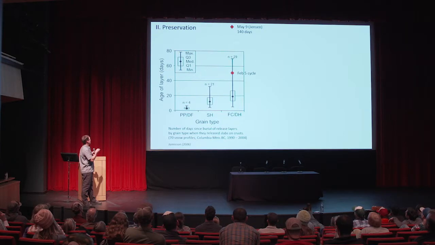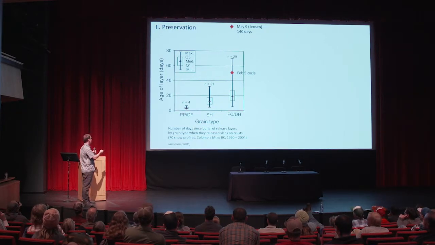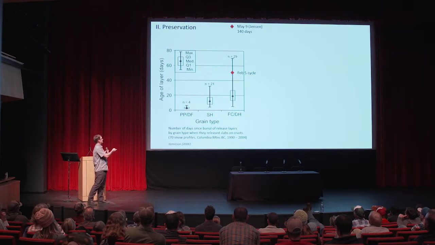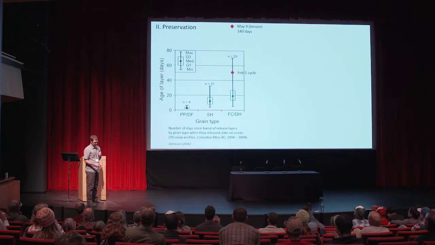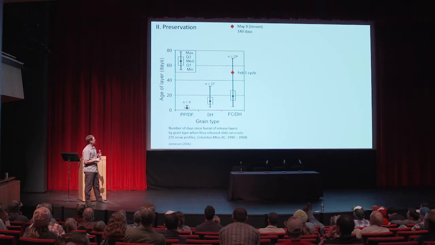This is another great figure from Jameson that shows how long different weak layers persist in the snowpack until they cause avalanches on those layers. You can see precipitation particles decomposing faceted are fairly short-lived. Surface hoars can be up to a few weeks. Faceted crystals and depth hoar can be very long-lived in the snowpack. This is from 70 snow profiles over 14 years. In our events, obviously this one, are way off the chart for this study, which was looking at how persistent weak layers can be. So this was a very persistent weak layer.